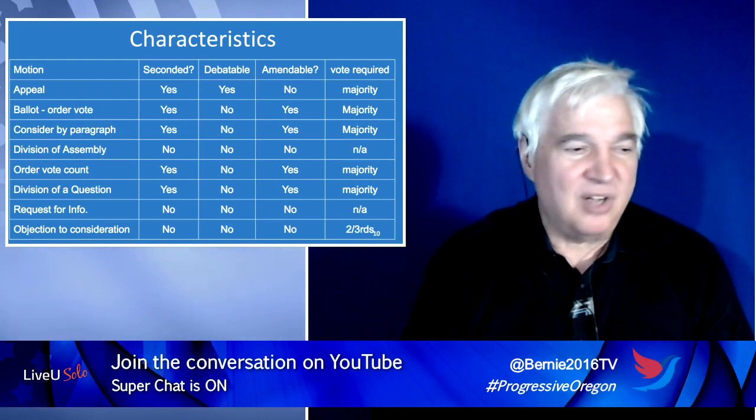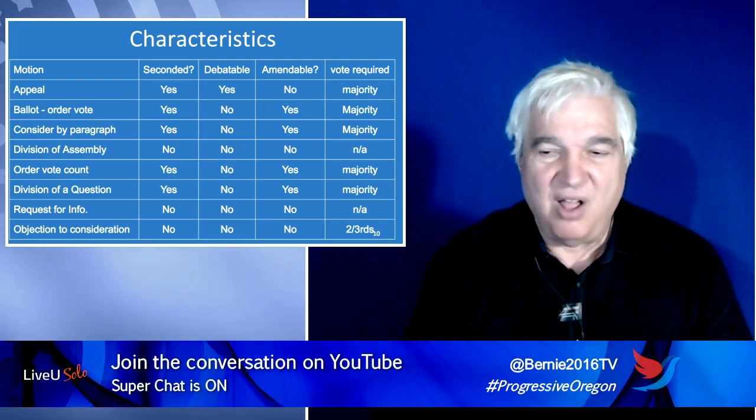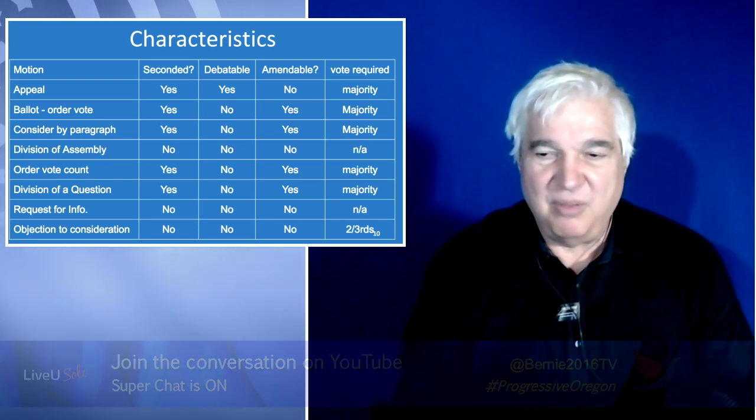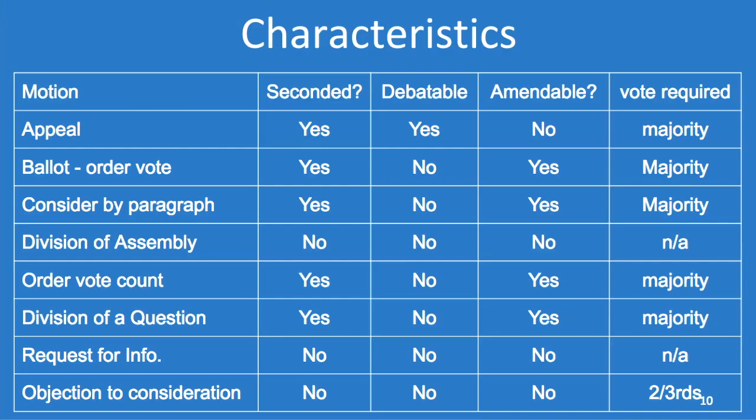The next two slides are charts, and they really go over the characteristics of all of them. The most telling one is the debatable column. Appeal is debatable, and that is under a very specific set of circumstances, but the rest are not debatable, which means that if I move to consider by paragraph, they can't start debating whether or not you want to do that. It should go to a vote, and if a majority wants to do that, then that's what you get to do.